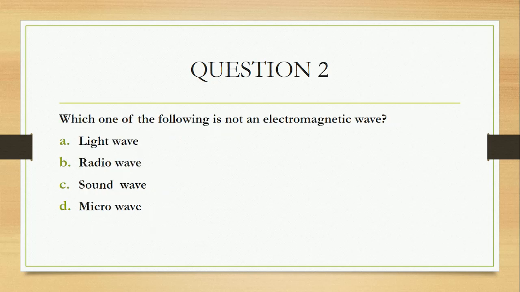Our next question is, which one of the following is not an electromagnetic wave? Option A light wave, option B radio wave, option C sound wave, या फिर option D microwave. And the correct option is option C, sound wave.